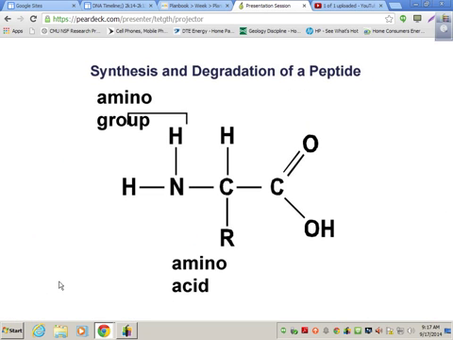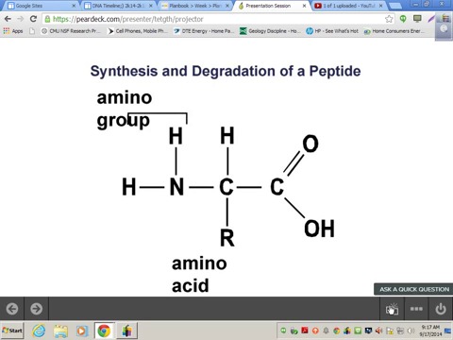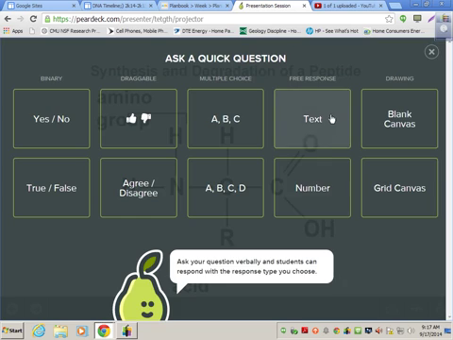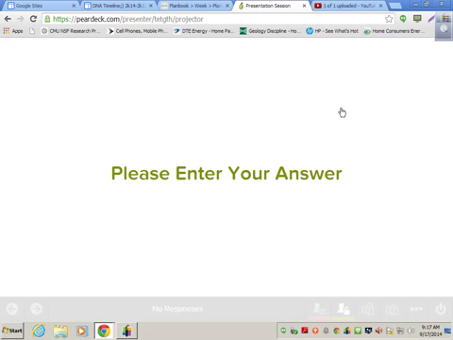So again, now we have to look at how we would put these together, because to get a polypeptide or just a dipeptide, I have to have a way that they're going to bond. What type of reaction, let me ask you a question, what type of reaction is going to bring two amino acids together?